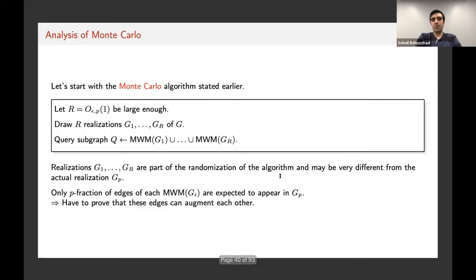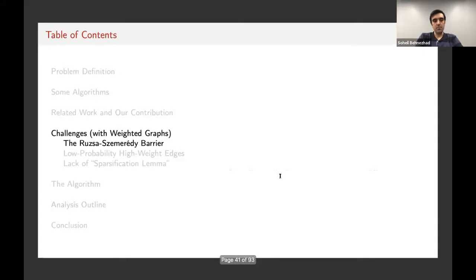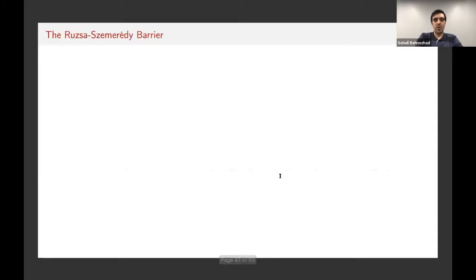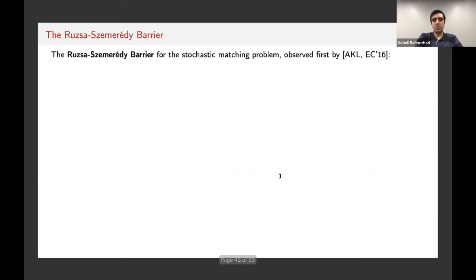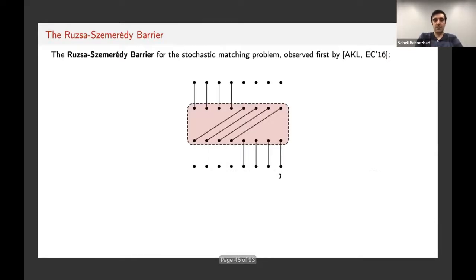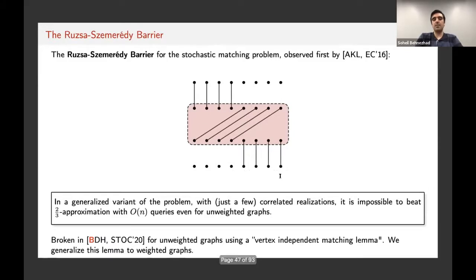So what we'd have to do is to prove that the realized portions of these matchings can augment each other and construct the heavy matching. And this turns out to be tricky for several reasons. The first one is the Ruzsa-Szemerédi barrier, which was pointed out first by Assadi et al. in EC16. I won't go through the details of this barrier, but basically what it says is that in order to go beyond two-third approximation, even in unweighted graphs, we have to use the fact that all the edges in the graph are realized independently. In other words, even if just one edge per vertex is realized in a correlated way, then this setting would not admit anything better than two-third approximation.